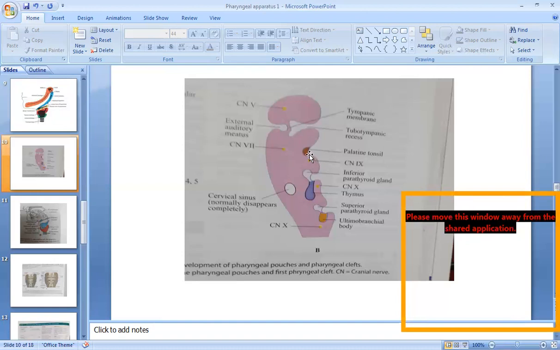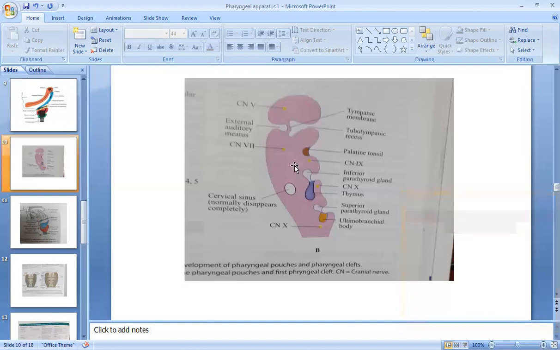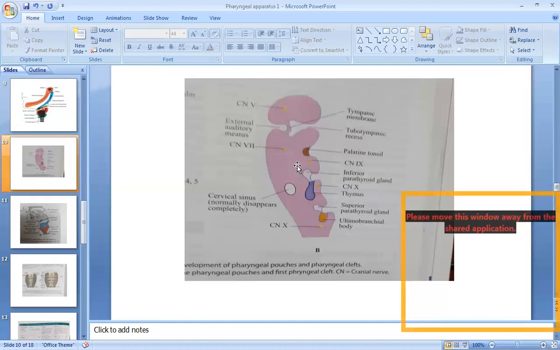On the inside, there is a pharyngeal pouch from which the palatine tonsil will develop. Below that is the third pharyngeal arch, and you know that the lower part of the body and the greater horn of the hyoid bone are formed by the third arch. The special supply of this arch is cranial nerve number 9, the glossopharyngeal nerve.